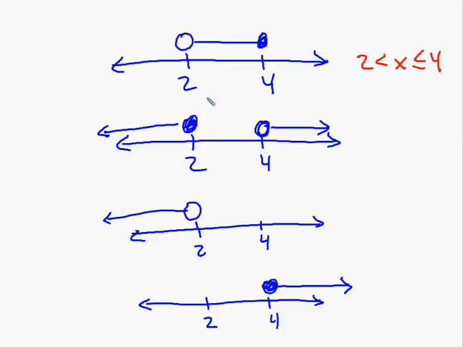All right, this one I see that they're going in opposite directions. So I'll do this one, x is less than or equal to 2, or, because it's a disjunction, x is greater than 4, so that's when they go opposite ways.